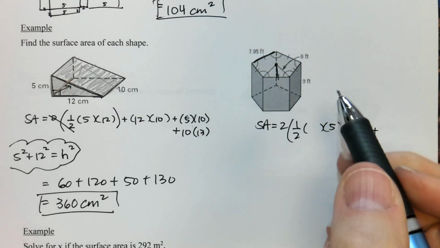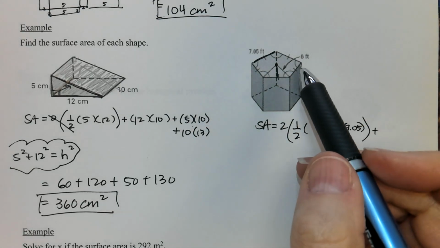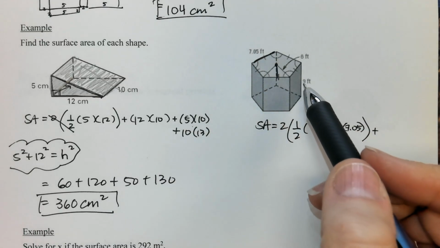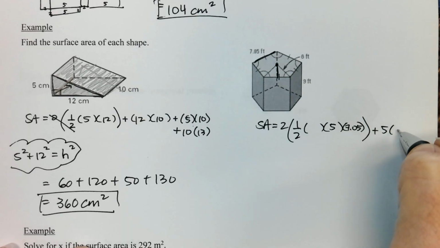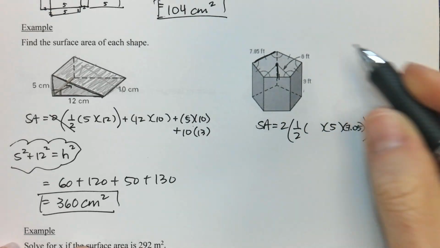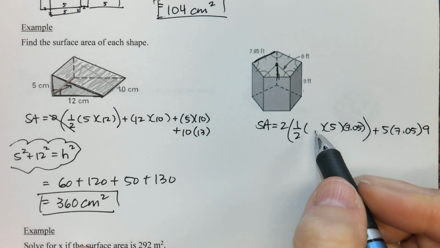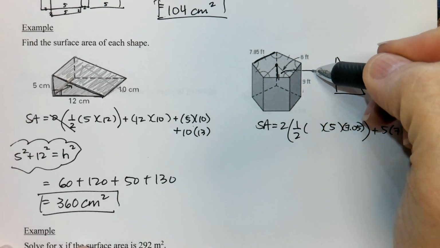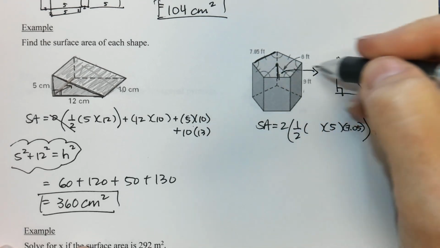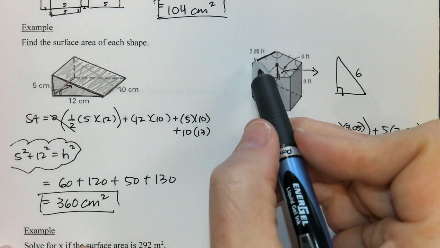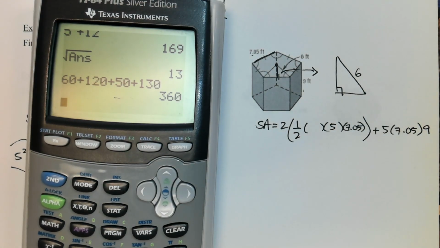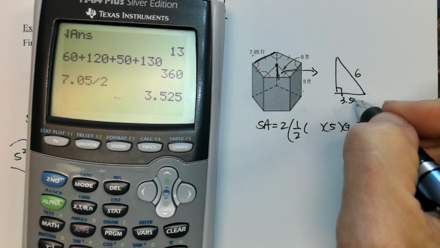And then I have all of the rectangles. So I could do the side length, which is 7.05, number of sides. So I've got 5 times 7.05, and then height, which is 9. Squeeze that in there. The last one we have to find is actually our apothem. So I'm going to draw that triangle right here. I'm going to draw it over there. I can see my 6 is my hypotenuse. And 7.05 is the whole side length, and I just want half of that, just like we were doing last unit. So 7.05 divided in half will give me 3.525.